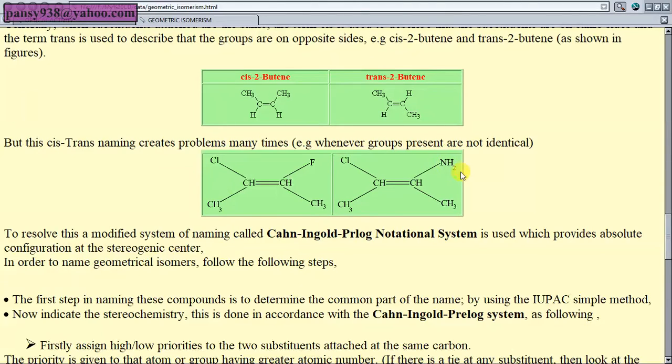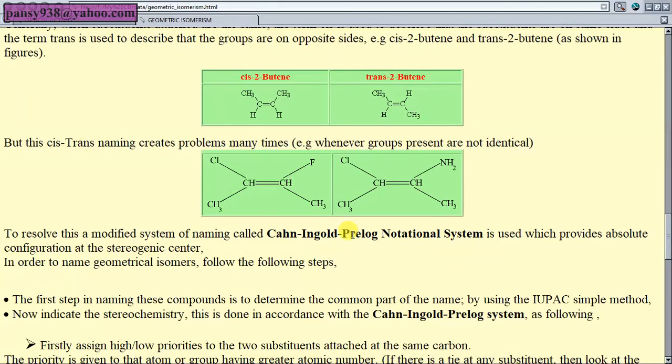Chlorine or even the amino groups are present in the second case, but how are they named, is this cis or trans? If you take the methyl, it could be cis, but when you consider the chlorine and fluorine, it could not be the case. So to resolve such issues, a modified system of naming called the Cahn Ingold Prelog notational system is used, which provides the absolute configuration at the stereogenic center.